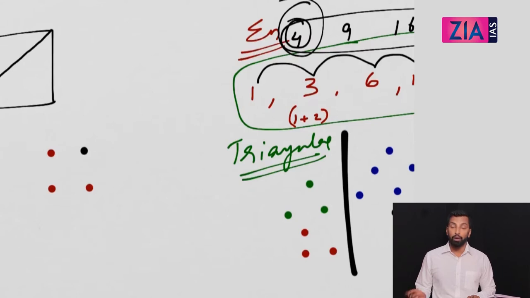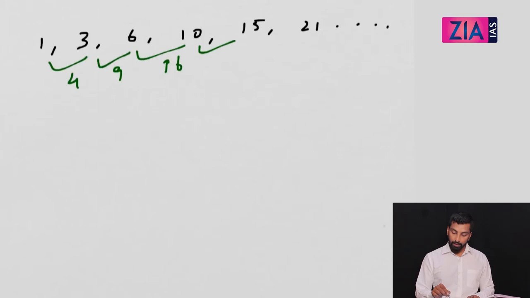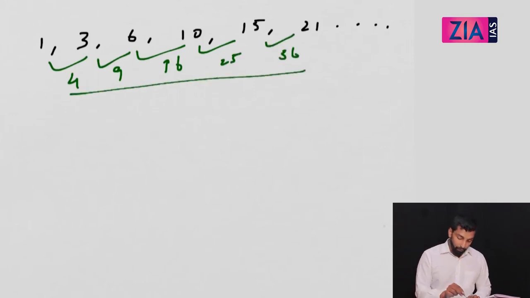So that's what 4 is. These are the numbers, right? 1, 3, 6, 10, 15, 21, etc. Adding consecutive ones will give you square numbers: 4, 9, 16, 25, 36. These are square numbers. So 4, you have already seen the representation, right? It's actually 3 plus 1. So 3 and 1, right?